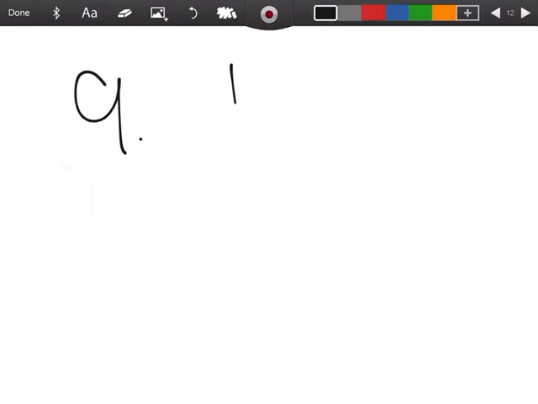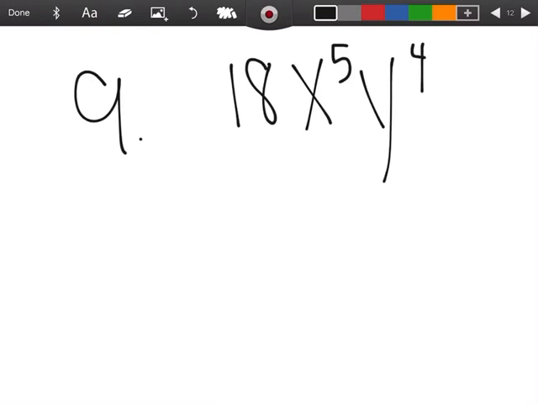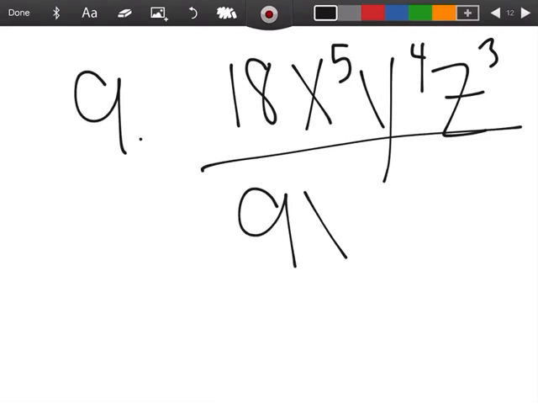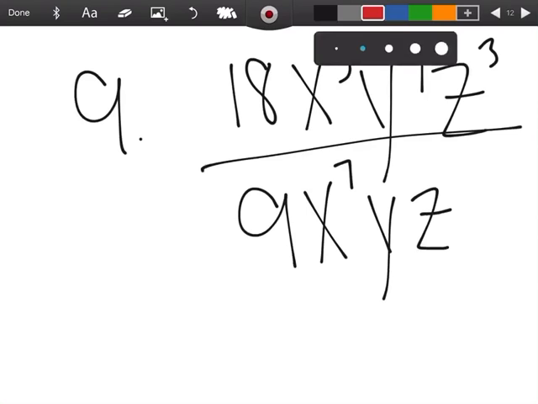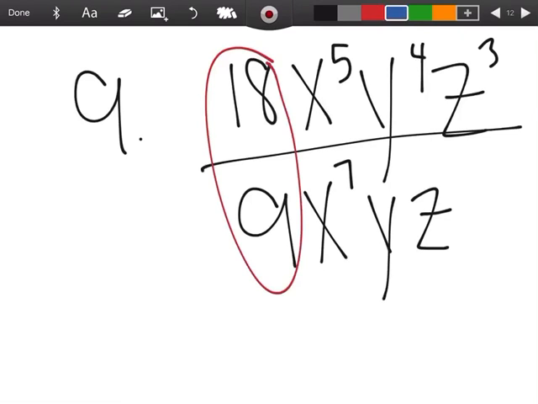And so if it had said, I don't know, 18x to the 5th, y to the 4th, z to the 3rd, over 9x to the 7th, y, z, and that's it, I would look at these all separately.